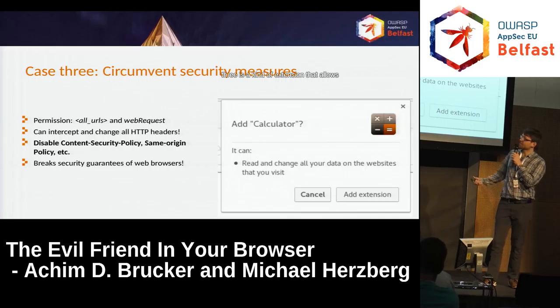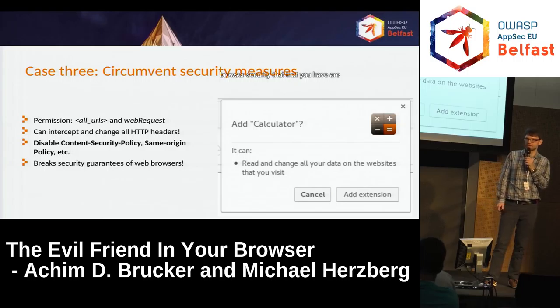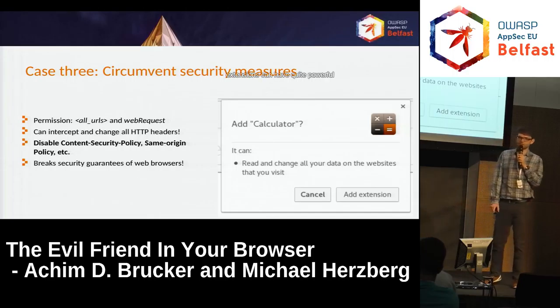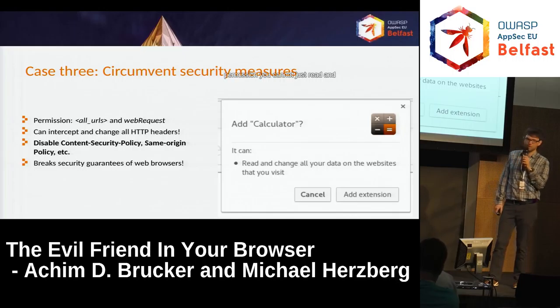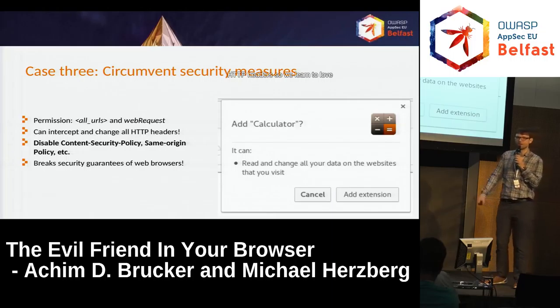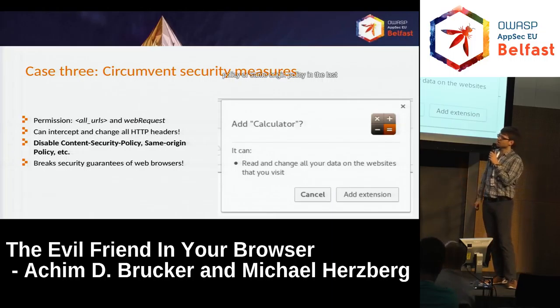And our case number three is a kind of extension that allows you to circumvent basically any kind of browser security that you have. Achim mentioned it earlier already. These extensions can have quite powerful permissions. If you add the web request permission to the all URL permission, you cannot just read and write what is displayed on the website, but you can also intercept all the web requests, and that includes, for example, HTTP headers. We learned to love security features like content security policy or same origin policy in the last couple of years, and we're working towards it. And now a simple calculator app can come and just drop all those headers, as if they had never been sent to the browser.